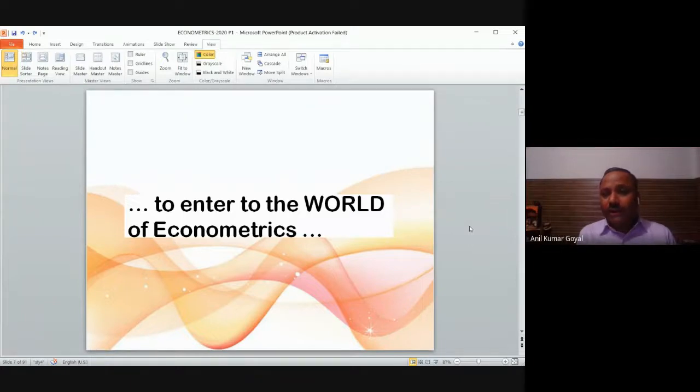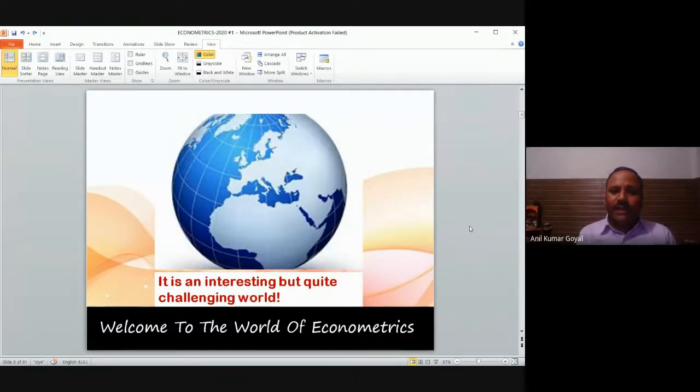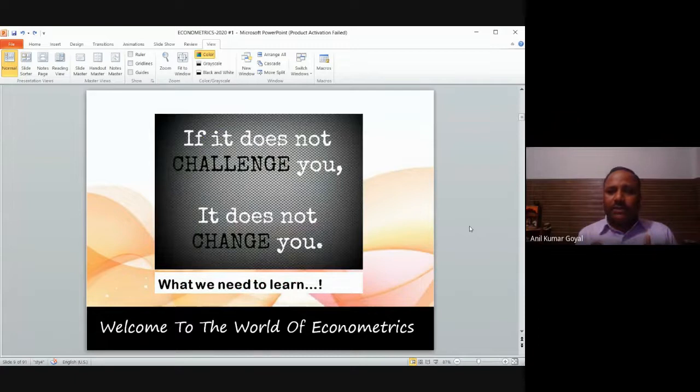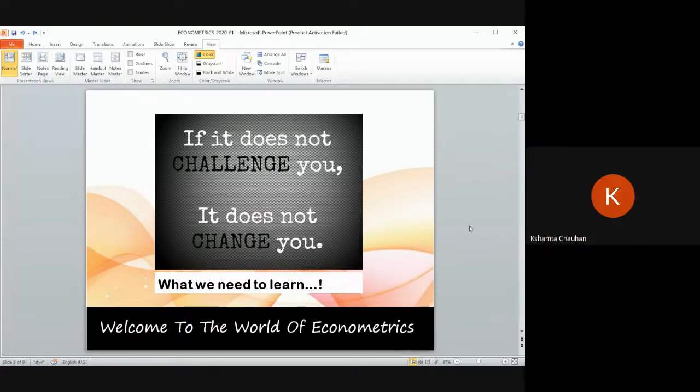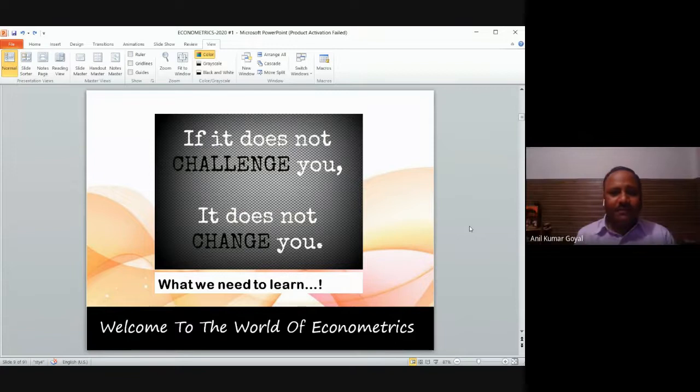So any idea about econometrics? What is econometrics? Please be interactive. It is an interesting but quite challenging world. If it does not challenge you, it does not change you. If you accept the challenge, you can change yourself also. So what do we need to learn? Application of statistics over the economic problems, to solve the economic issues. Very good, Chandra madam.